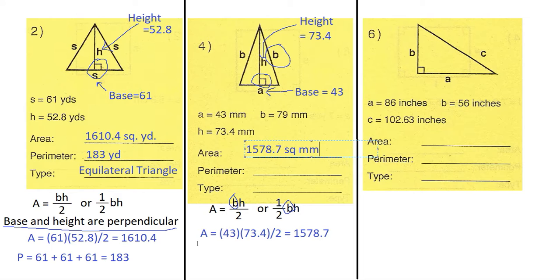Perimeter, once again, is just the distance around the outside. Shortcut here is to add up all the sides. Here we want this, what they call B, which they say is 79. So we'd have 79 here, and then our base of 43. So our perimeter, we can add those all up.